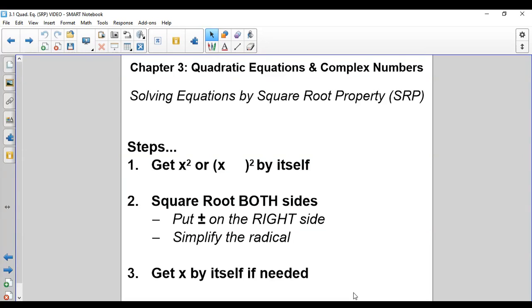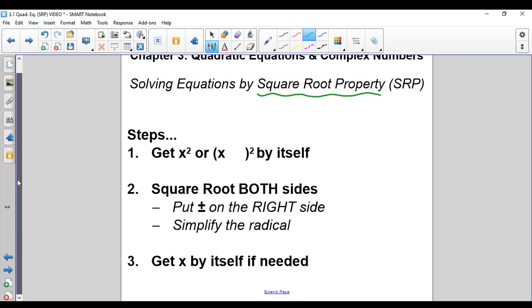All right, this week we're still looking at quadratic equations. We are solving equations by the square root property this week. Square root property is going to be abbreviated as SRP pretty much from now on. You'll be seeing a lot of that, so make sure you're aware of that as well.